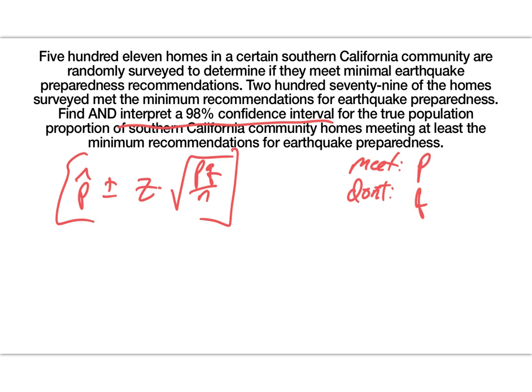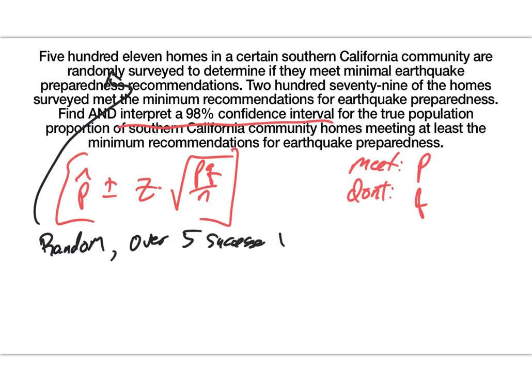All right, so let me do that too. Conditions. Do conditions on confidence intervals too. It is random as noted, right there. There are over 5 successes and 5 failures. Therefore, use Z for proportions.